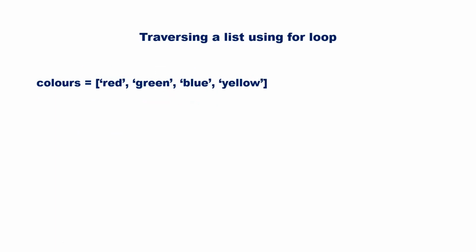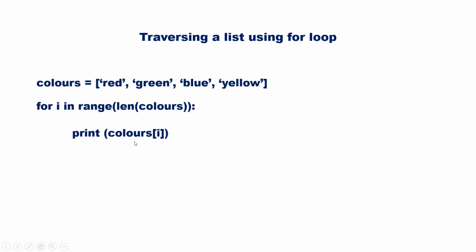We can also iterate through the list by referring to their index value using the range and len function. For i in range(len(colors)): print(colors[i]). Len of colors will return the number of items in the list. So here colors has 4 items, or the length of colors is 4. So len of colors will be replaced by the value 4. The range of 4 function will return the list 0, 1, 2, 3.